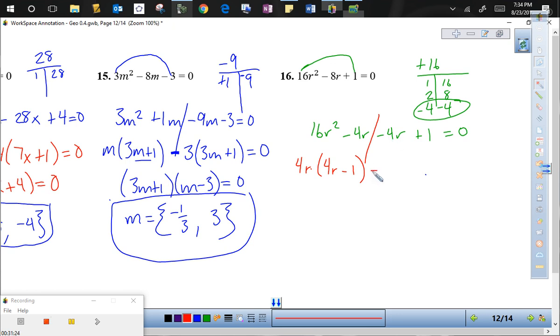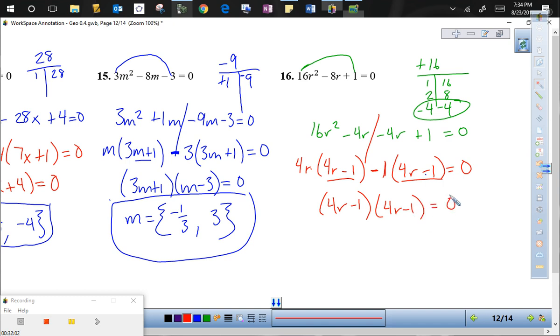Bring down the sign. Now if you notice over here, there's nothing in common with 4r and 1. When there's nothing in common, we're going to write a 1, because you can divide every single thing by 1 and get the same answer. Okay? So then, negative 4r divided by negative 1 is just a positive 4r. 1 divided by negative 1 is a negative 1. And then our parentheses match up. So 4r minus 1 and 4r minus 1.